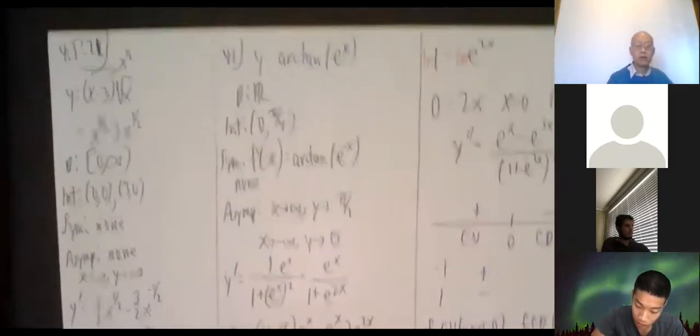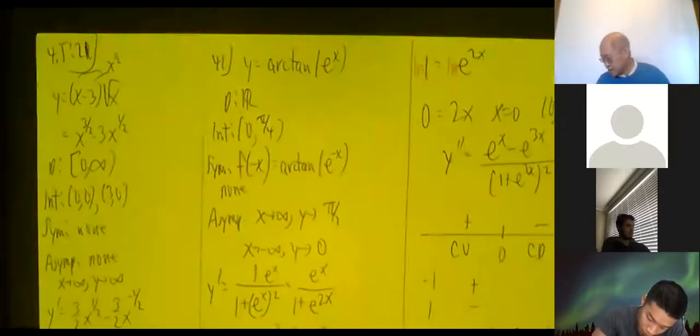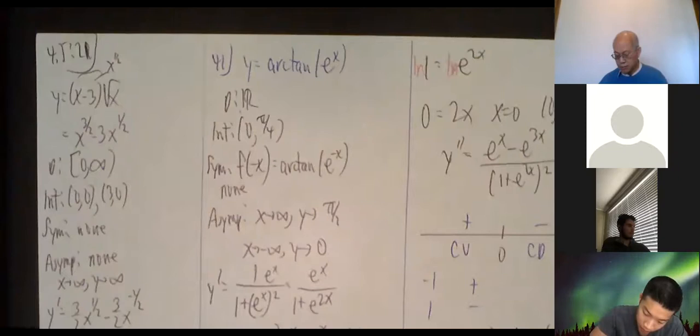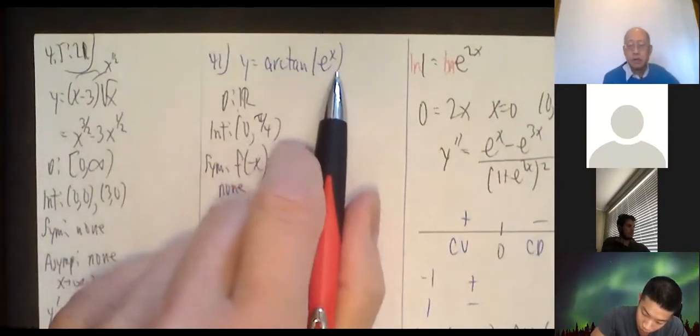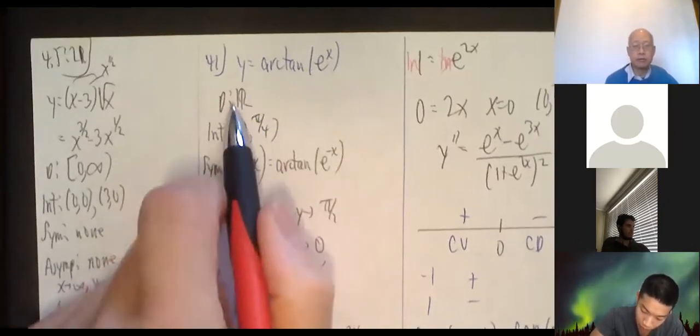Okay, I was going to jump all the way to problem 41 for you. Let me show you 41 here. Arctan of e to the x power. So how do you do arctan of e to the x? Okay, so what's the domain? I can plug in anything here. Arctangent, you can take the arctangent of anything. So the domain is all real numbers.